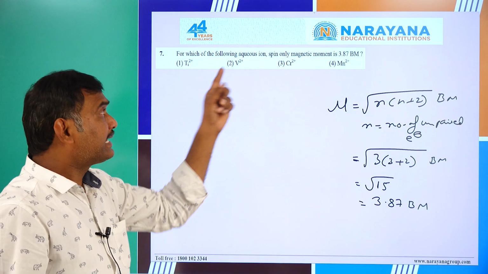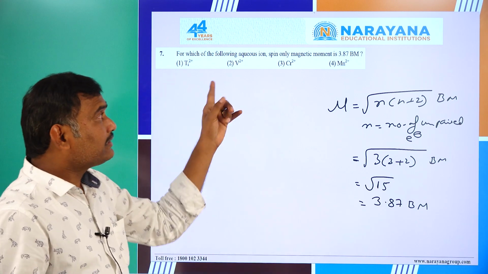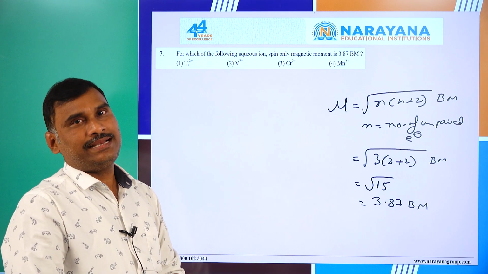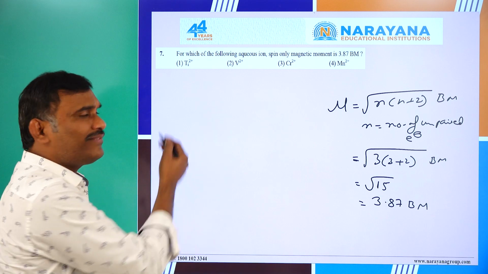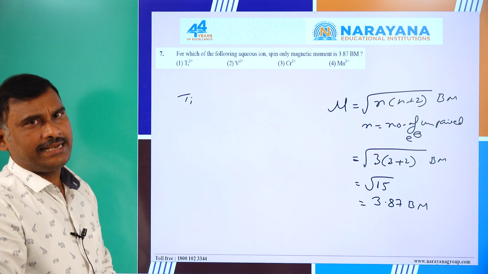Therefore, in the given ion, there should be 3 unpaired electrons. Then only the magnetic moment should be 3.87. So let us go through the examples one by one. Let us say titanium, scandium and titanium, 22.